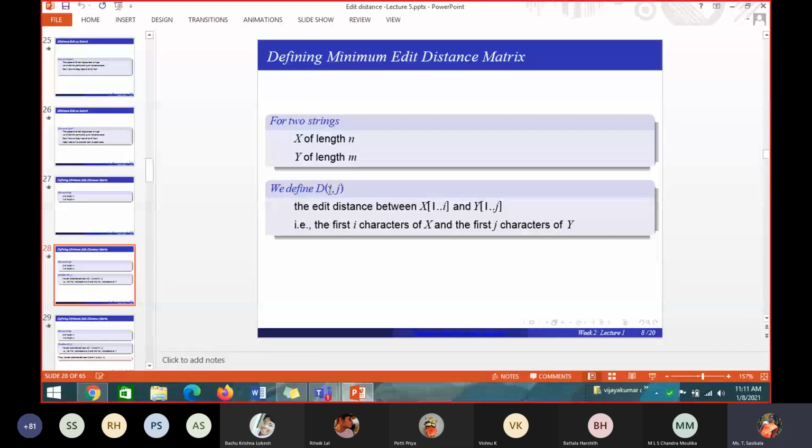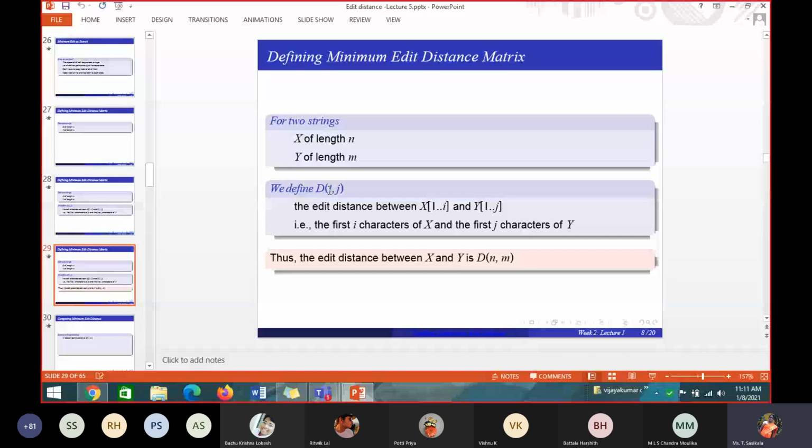First character of X with the fourth character of Y. Similarly, I will get incremented values 2, 1, 2, 2, 2, 3, like that. The matrix goes on. This is how it is represented. That is, the edit distance between X and Y is D of N comma M, where N is the length of X and M is the length of Y. The final edit distance between X and Y is that last box, D of 8 comma 8.